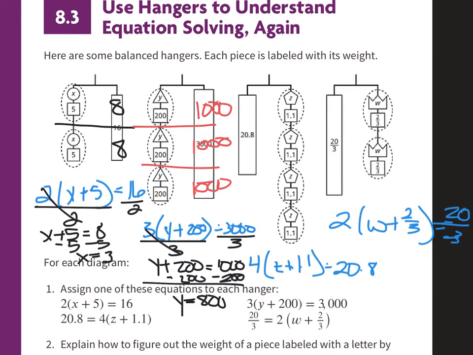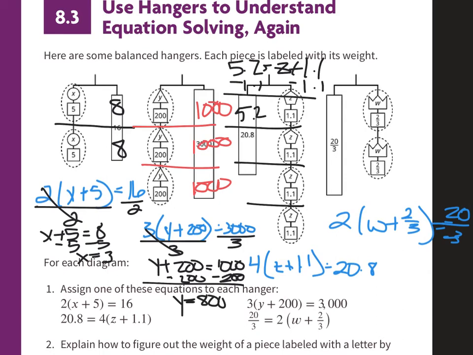All right, on the next one, there are 4 groups, so I would break 20.8 into 4. So 20.8 divided by 4 is 5.2. So 5.2 equals z plus 1.1. Well, if I minus 1.1 from both sides, I get 4.1. So each one is 4.1.